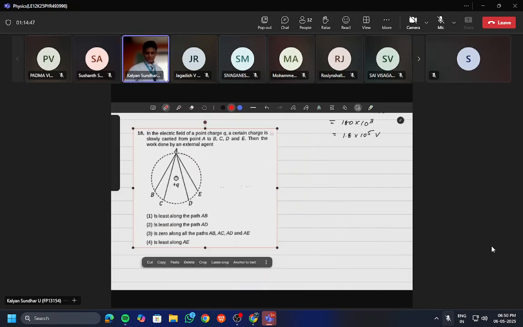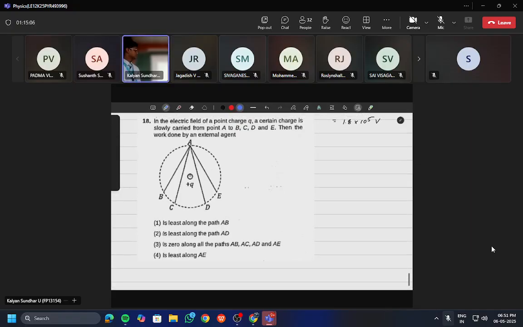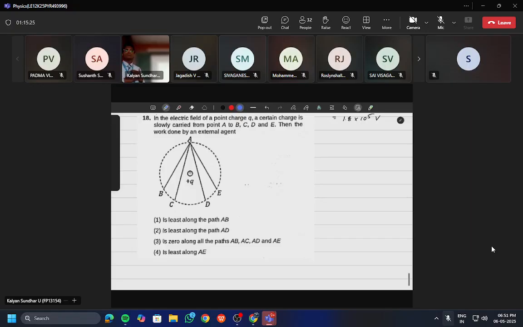Now this is again an easier one. In an electric field, a certain charge Q is slowly carried from A to B, C, D, and E. Then the work done by the external agent is: these are the options. So to move this charge from A to B, B to C, C to E, all of this, what will be the total work done? Any idea?